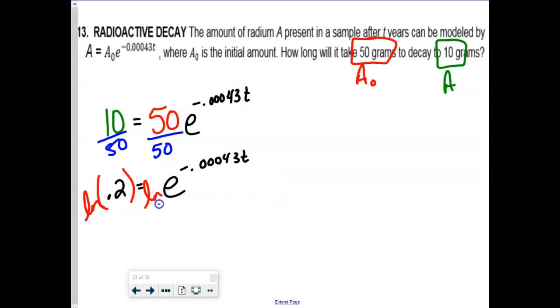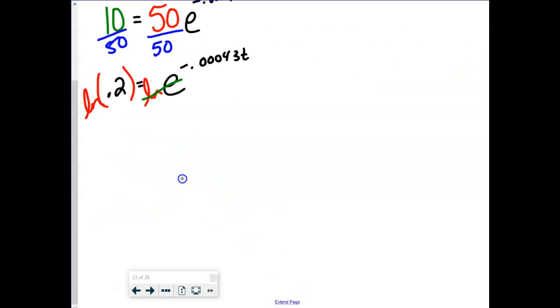On the right-hand side this time, natural log and E will cancel out. On the left-hand side, this is where I need your technology. What is the natural log of 0.2? I don't know either. Something horribly negative and small. That's all I know. Is it negative 1.61? Okay.